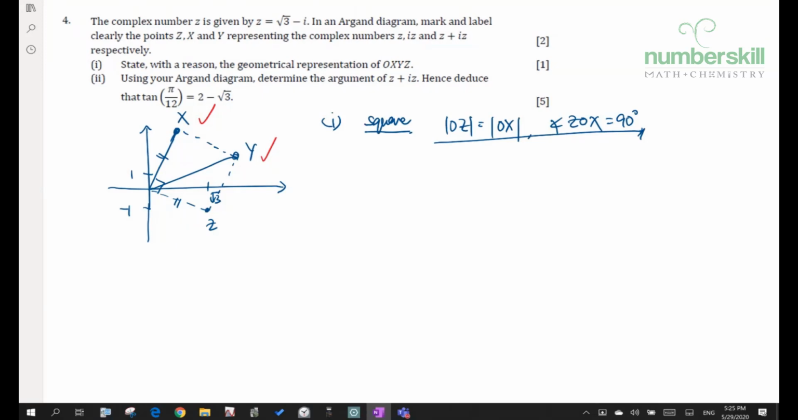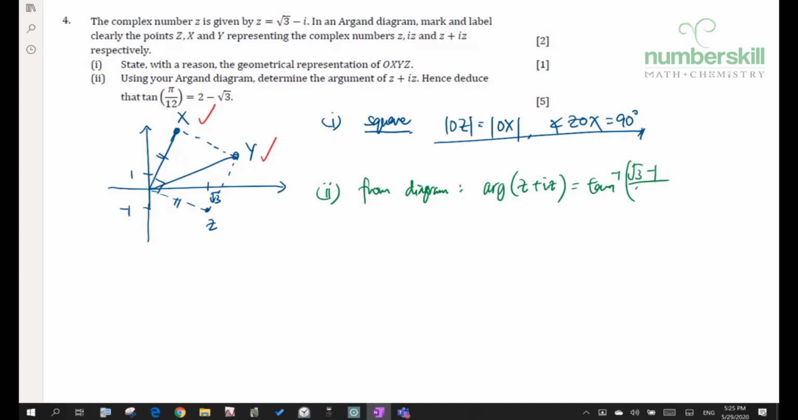All right, let's move on to part 2. Using your Argand diagram. Now, this is interesting. Determine the argument of z plus iz. So I have students who, very interestingly, say from the diagram the argument of z plus iz is equal to tangent inverse of some square root, and then square, because they go and work it out just now.